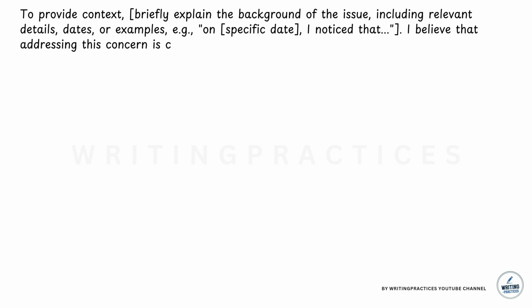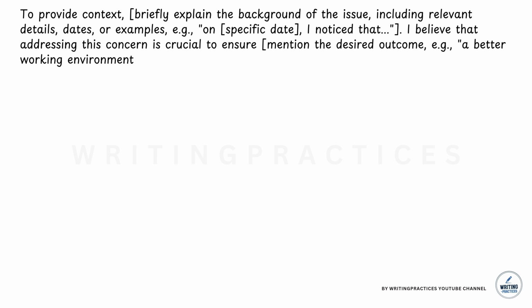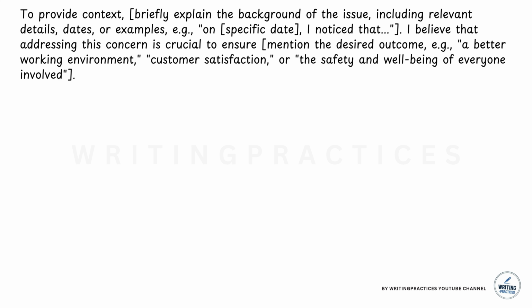First body paragraph, background and context. In this section, provide context for your concern. Include relevant details, dates, or examples that help the recipient understand the issue. For instance, to provide context, briefly explain the background of the issue, including relevant details, dates, or examples, such as, "On specific date, I noticed that." Providing context is crucial because it allows the recipient to fully grasp the situation. Be as specific as possible, but avoid including unnecessary details that might confuse the reader.